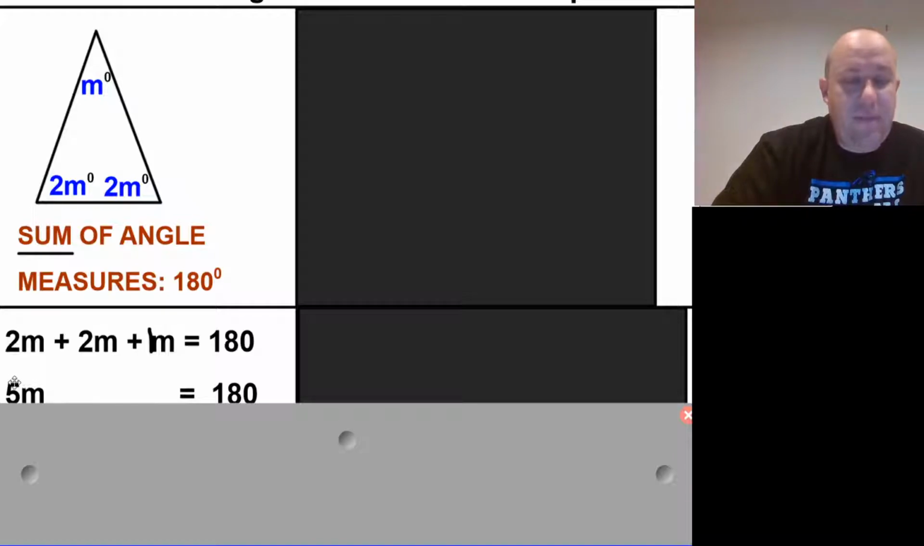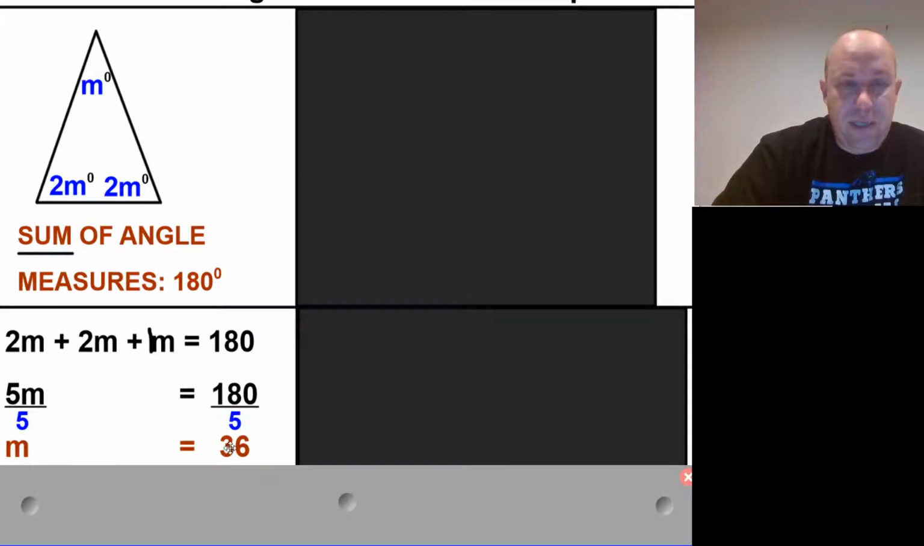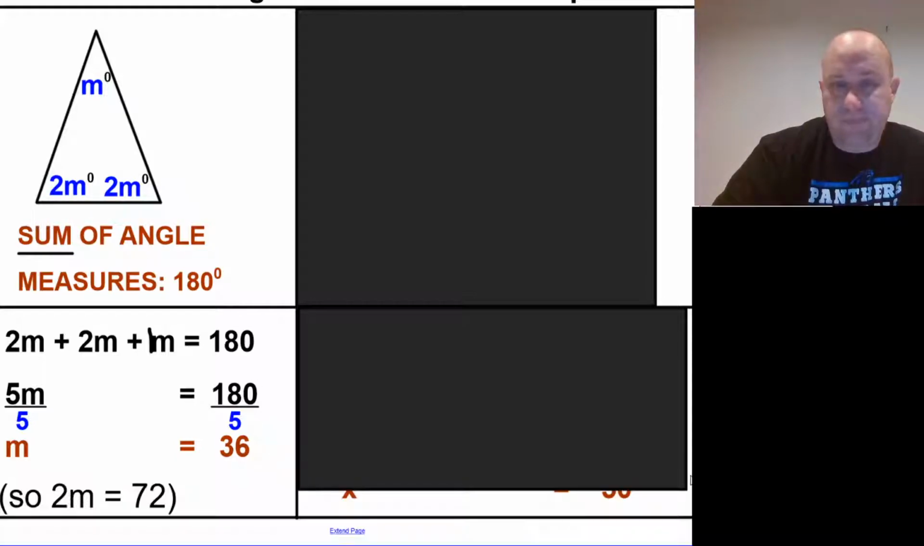And then as the m and the 5 are next to each other, you can just go ahead and divide both by 5 and you get 36. If you wanted to know each individual angle, just substitute back. 2 times 36 is 72. And this would also be 2 times 36, which is 72 as well.